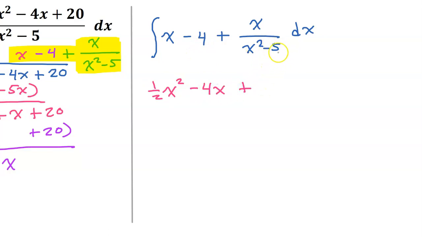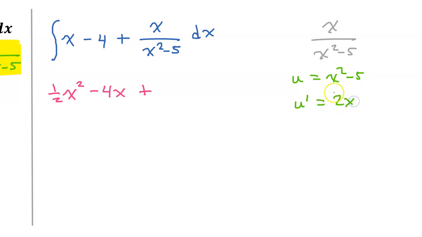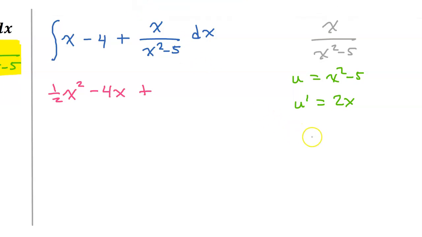Let me slow down. So I'm using some u-substitution here. Maybe I'll just do this sort of off to the side. So I have x over x squared minus 5. And I'm working my u-substitution. Let's let u equal x squared minus 5. And then u prime will be 2x. So if I do the substitution, I end up with x. Maybe I should put the integrals on here. So I'm doing the integral of this dx.